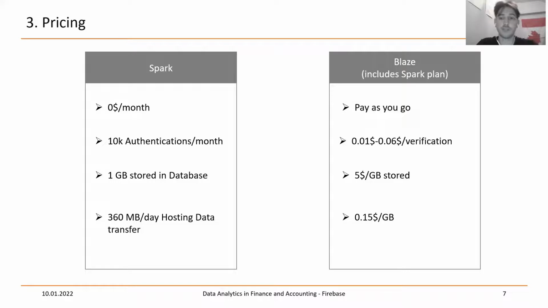And then it goes into the Blaze plan, which is a pay-as-you-go plan. So you have the Spark plan, and when you exceed a certain limit, you do pay extra. So for example, in the authentication product, after 20K authentications per month, you pay $0.01 up to $0.06 per extra verification. Or for the storage, you pay $5 per gigabyte extra, or referring to the hosting part, $0.15 per gigabyte of data transfer. So that's the pricing model, and I would now like to get into the web demo.